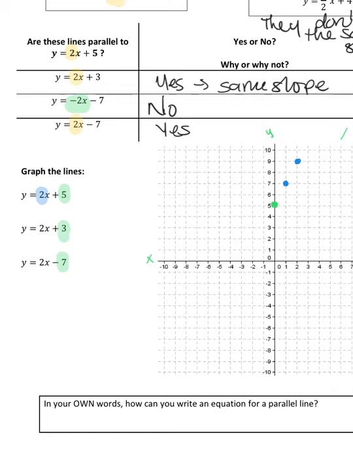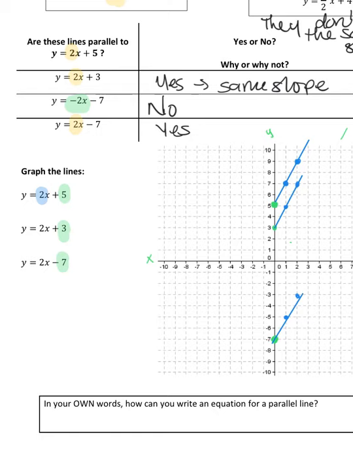Now I'm going to do the same thing, but I'm going to start at 3 because that's my next line. I'm going to go up 2 over 1. Then I'm going to start at negative 7 and do the exact same thing. Remember, I'm getting these numbers from that equation. Again, you're going to use that ruler to draw those straight lines. If I look at all of these lines, they look exactly parallel, so I could actually pick them up and place them over top of each other just like this. So these lines are parallel lines.